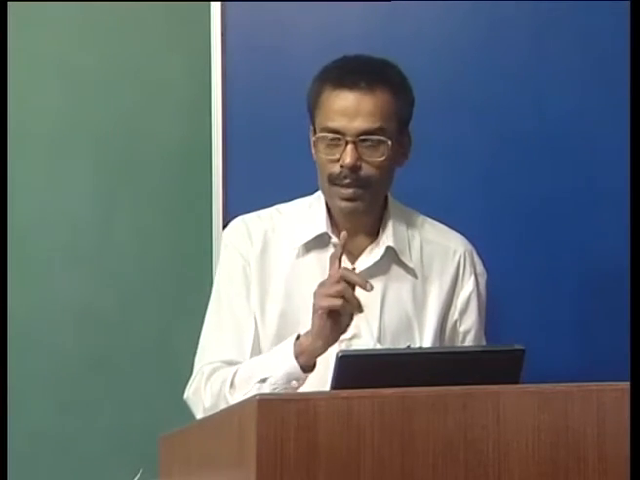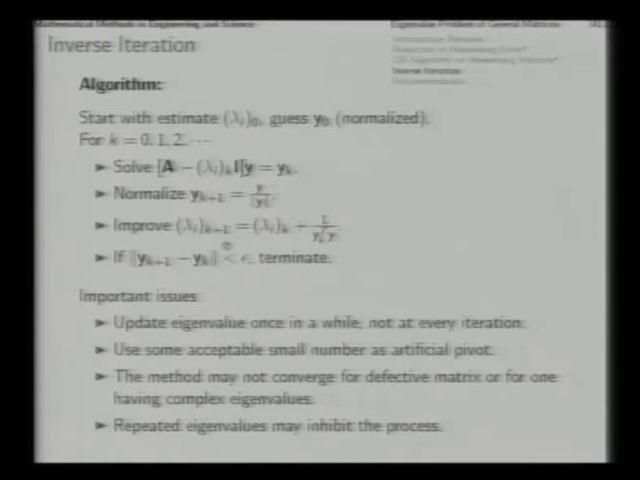Now, the important issue here is that every time you update the eigenvalue, the coefficient matrix actually changes. That may mean the solution of this system may turn out to be more and more costly. So, one way to handle this is to update the eigenvalues only once in a while, not at every iteration.